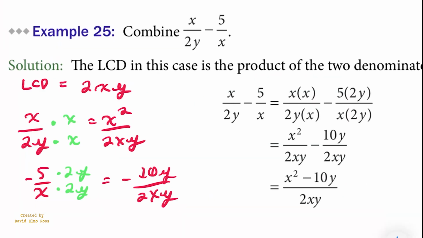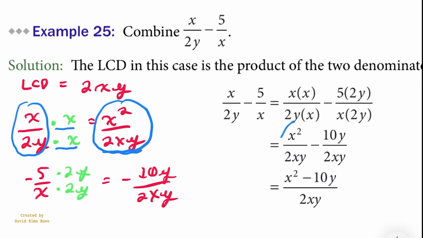Let's take a look at combining these two fractions together. I think you'll find that the lowest common denominator will really be the 2y times x, or 2xy. To convert x over 2y to something over 2xy, we have to multiply this by x, which means we have to multiply this by x, which gives us x squared over 2xy, which is what we have here.